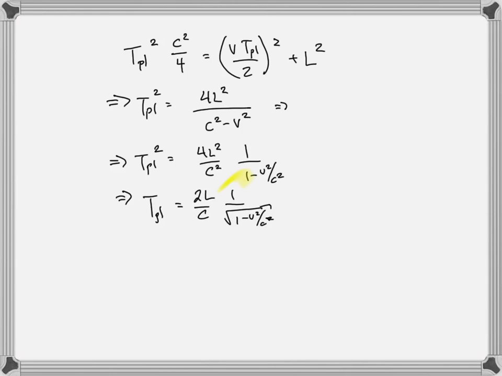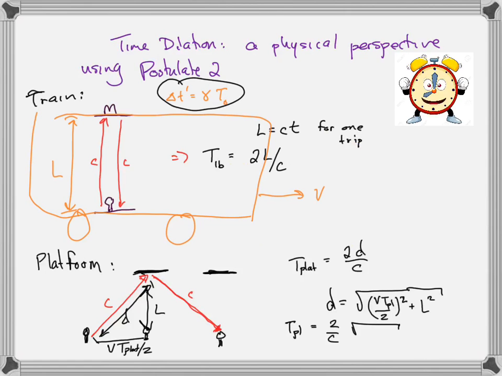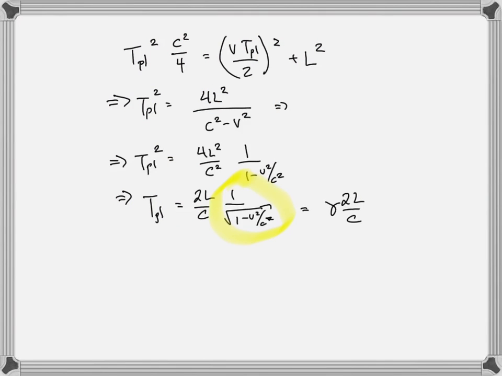Ooh, I hope you recognize this is gamma, right? We did not use the Lorentz transformation. What we get is that T platform is gamma times 2L over C. Well, 2L over C, we've just seen that somewhere. 2L over C is T in the train's frame of reference, the light bulb frame of reference. So therefore, T platform equals gamma T light bulb frame of reference.